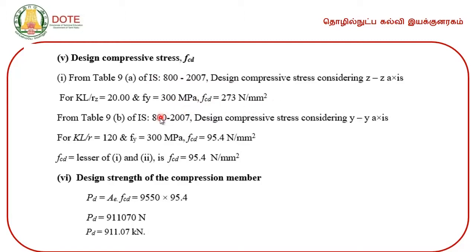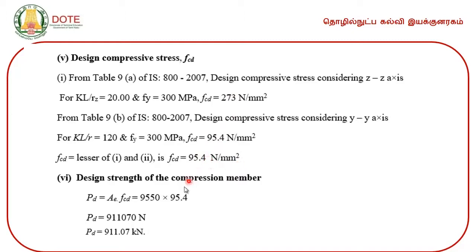And similarly for the other buckling class, that is buckling class B, the fcd value is found to be 95.4 Newton per millimeter square. This is one value and this is the other value. So, the lesser of these two values is taken. First one is fcd 273 and the second one is fcd 95.4. So, the lesser is 95.4 Newton per millimeter square.